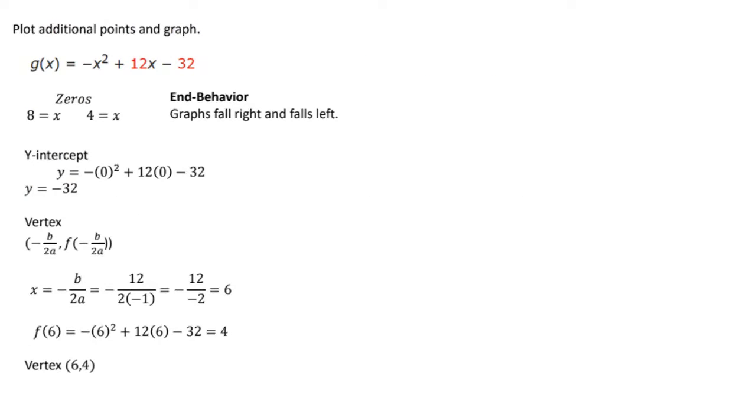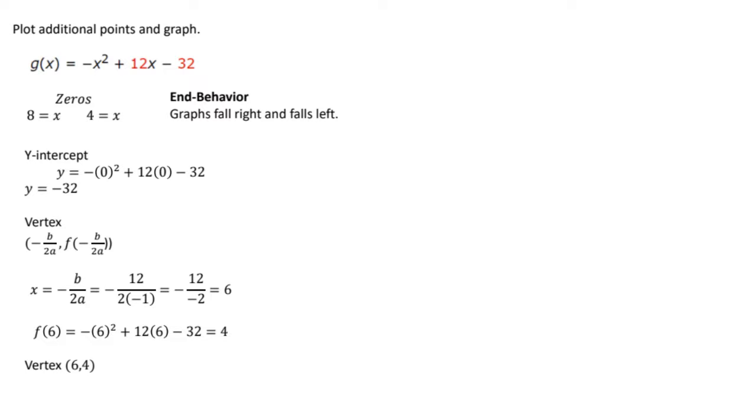All right, so here we want to find some additional points. We want to find the y-intercept. Our y-intercept is y equals negative 32. This is where the graph crosses the y-axis. Okay? We can use our vertex formula to find the vertex of this parabola. And we know that it is a parabola because we are dealing with a quadratic equation, because of the exponent of 2. And we see that our vertex is at 6, 4.